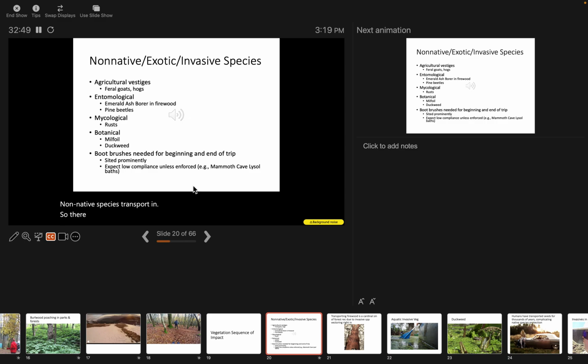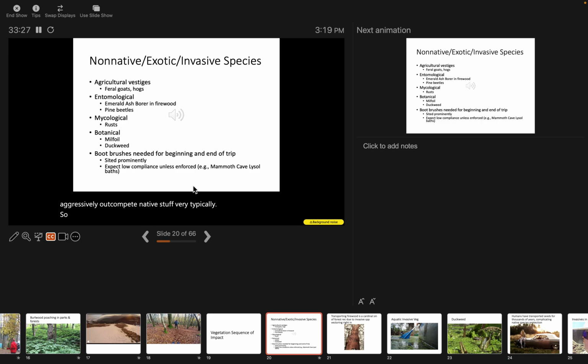So there might be feral goats or hogs, there might be migrating insects parasitizing your tree species. You could have other forest health threats like fungal rust or viral pathogens attacking your vegetation. It could be competing vegetation species like milfoil or aquatic duckweed. Both of these take over aquatic sources of vegetation and completely, aggressively outcompete native stuff very typically.